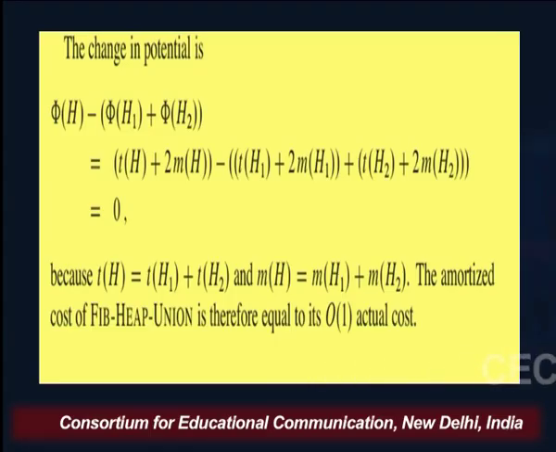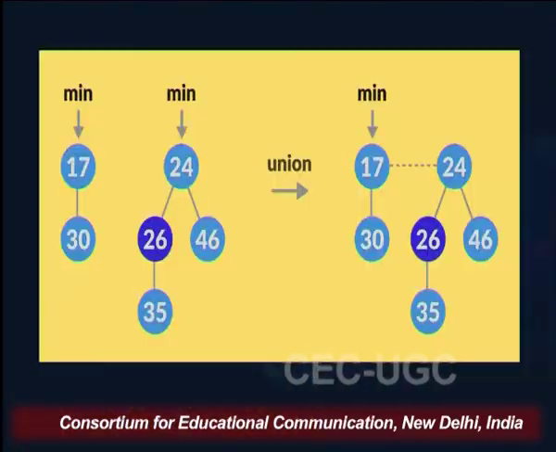Now, when we unite any two Fibonacci heaps, we concatenate the roots of both the heaps, then update the min by selecting the min key from the new root list, and then finally we get the union of the two heaps. This is the step by step procedure.